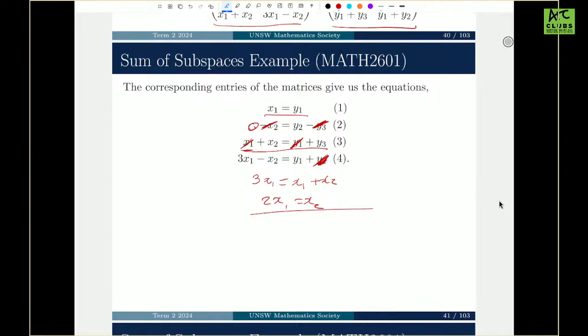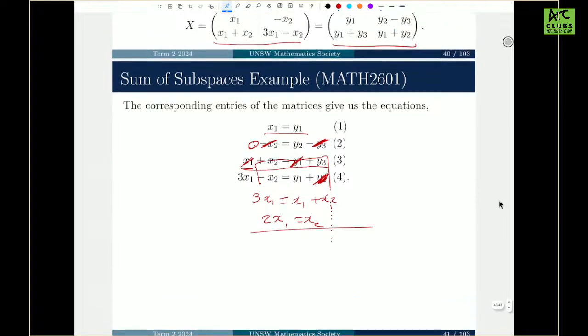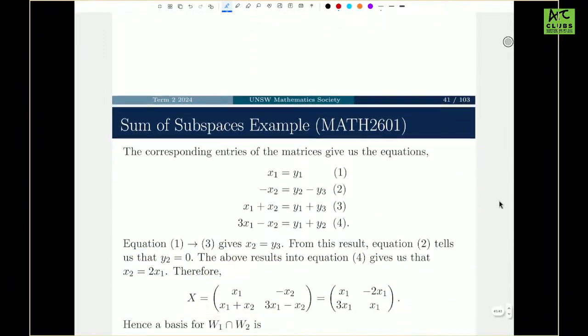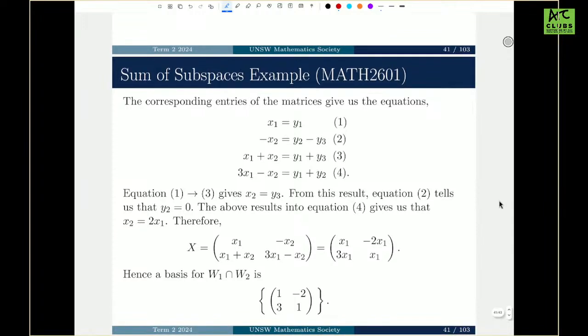And note that there are no more additional restrictions on the y1, y2, and y3. So this sums up the totality of our restrictions. There are no further restrictions between x1 and x2. So basically, x2 must be equal to 2x1.